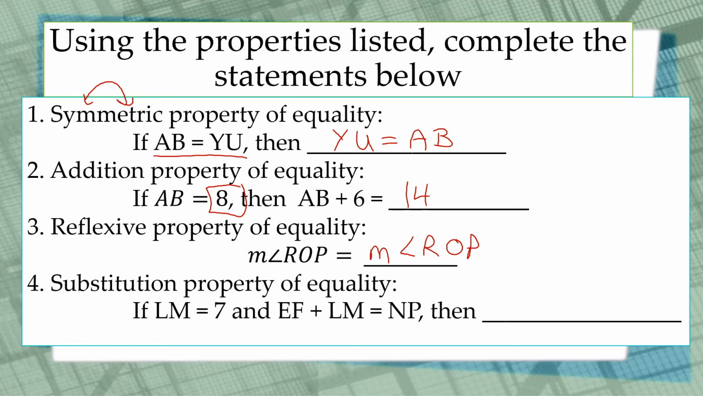Substitution, again, we're looking to replace something, like substituting a part on a car or a substitute teacher. A teacher comes in here instead of me, okay? So if LM equals 7, then EF plus LM equals NP. Again, recognizing it wants you to substitute. So you're going to take this 7 and put it in place of what LM is. So you're going to write EF plus 7 equals NP.